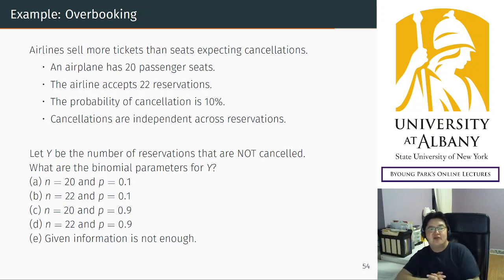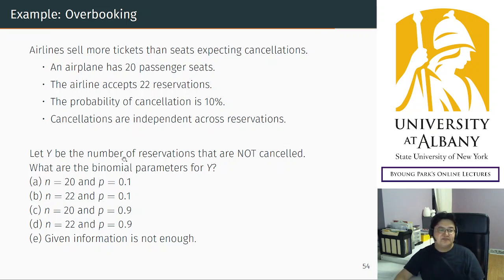In principle, the airline company cannot accept more than 20 reservations, but actually in practice they do accept 22 reservations, say, for example. So they accepted 22 reservations because they expect 2 or more reservations will be cancelled. So in the end, there will be no problem operating this flight. That's their business plan. And I'm going to assume the probability of cancellation is 10% and they are independent.